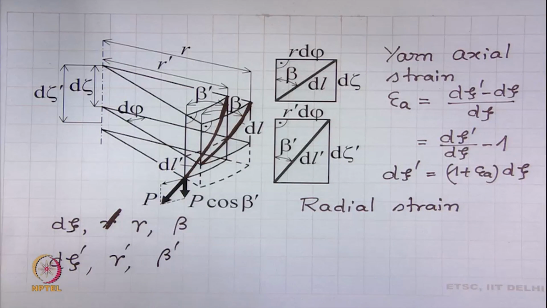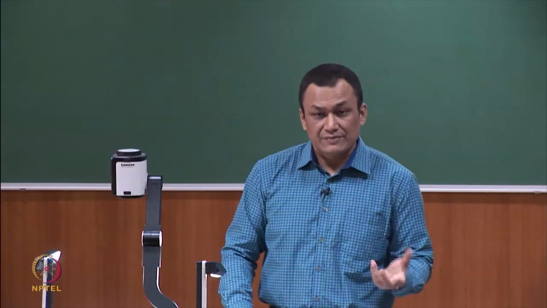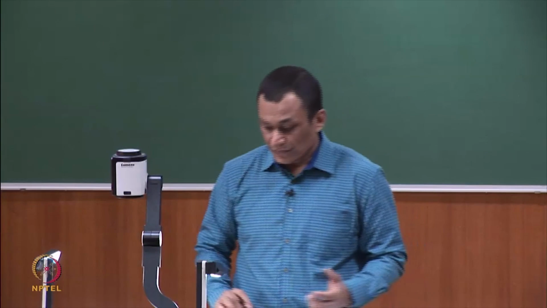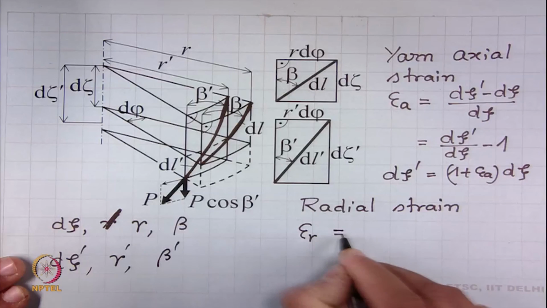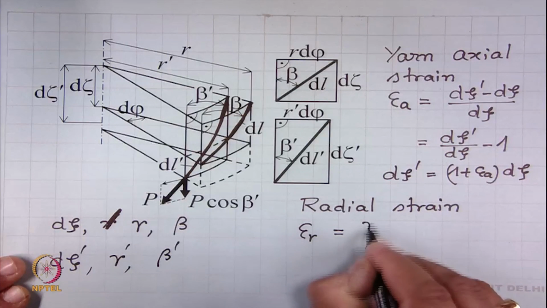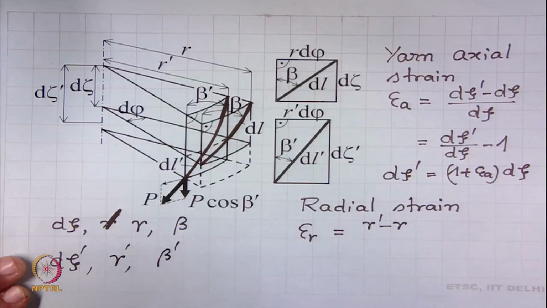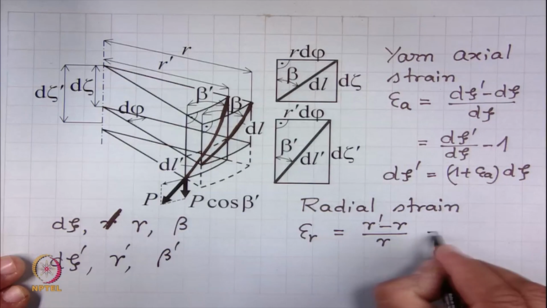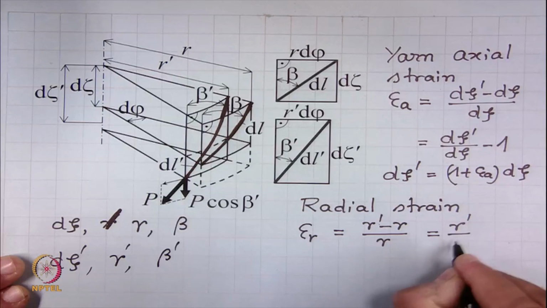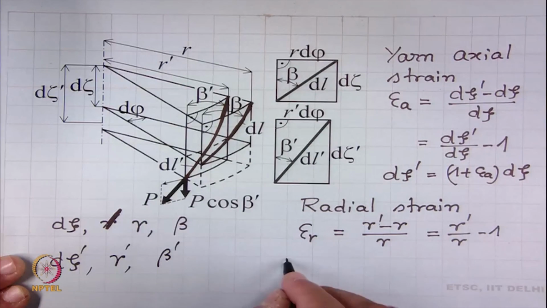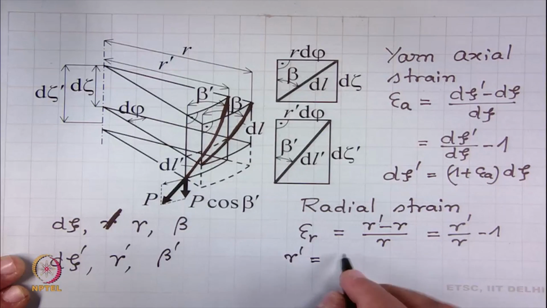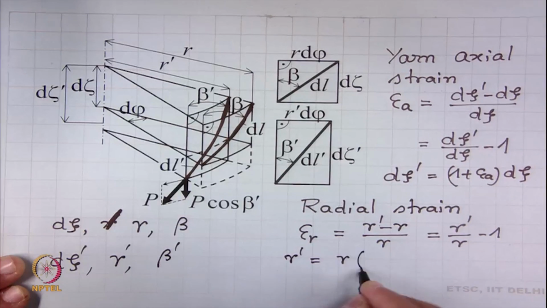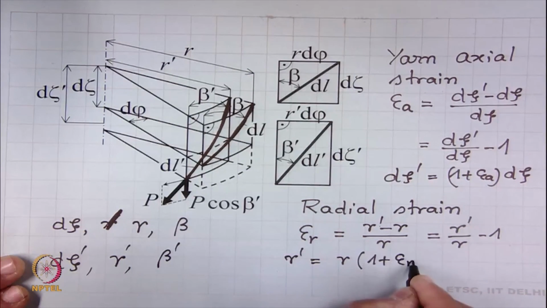How do we define radial strain? Radial strain is the change in radius divided by original radius. We denote this by epsilon r. What is the change in radius? r prime minus r is the change in radius, divided by original radius. So, this becomes r prime by r minus 1. So, r prime is equal to r into 1 plus epsilon r.